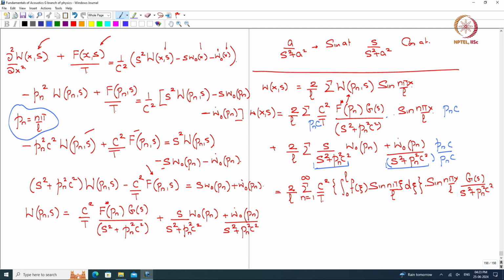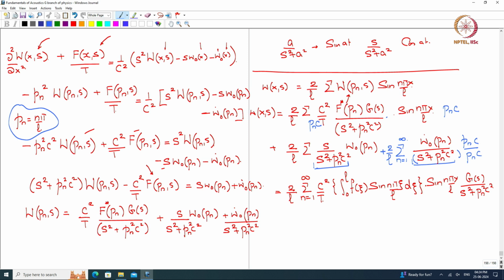Okay. So let me do one more thing, I just want to confuse. Let's get this a little to the right, then plus comes here, and then I'll do 2 by L summation n equal to 1 to infinity. So keep it separate, just keeping it separate.